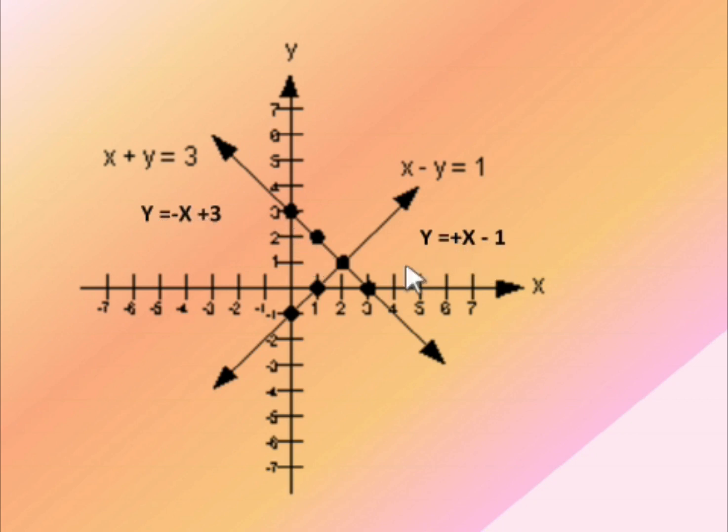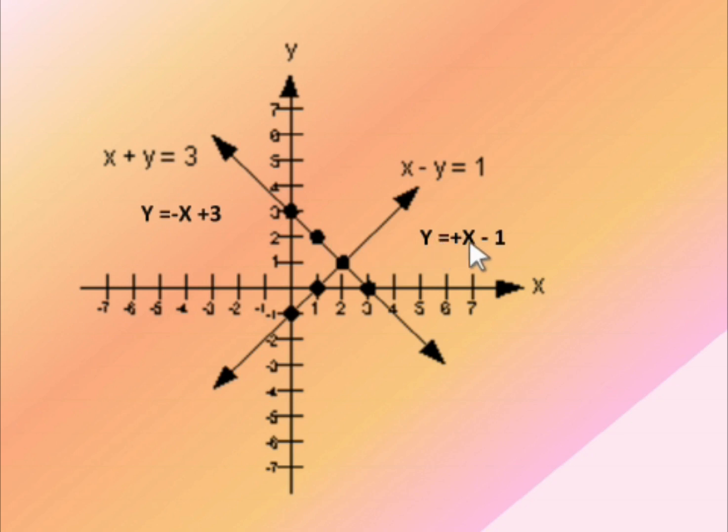So, this is minus x. This is plus x. Both have the same slope with opposite sign. Here this is minus 1. Here this is plus 1. These types of lines intersect each other at a right angle, which should be known to us at the 10th standard level only.